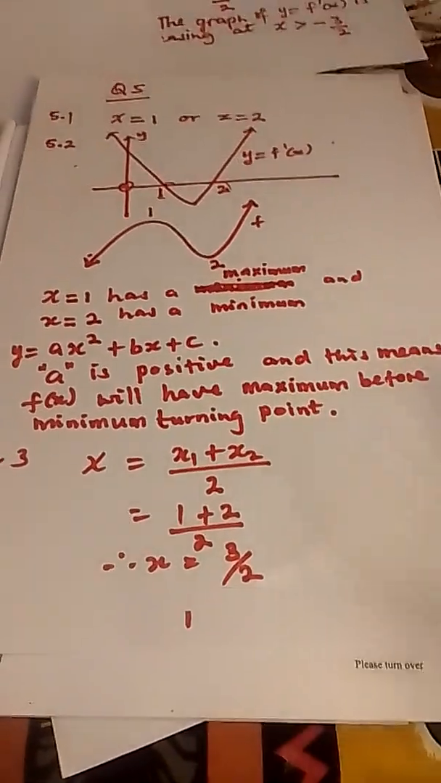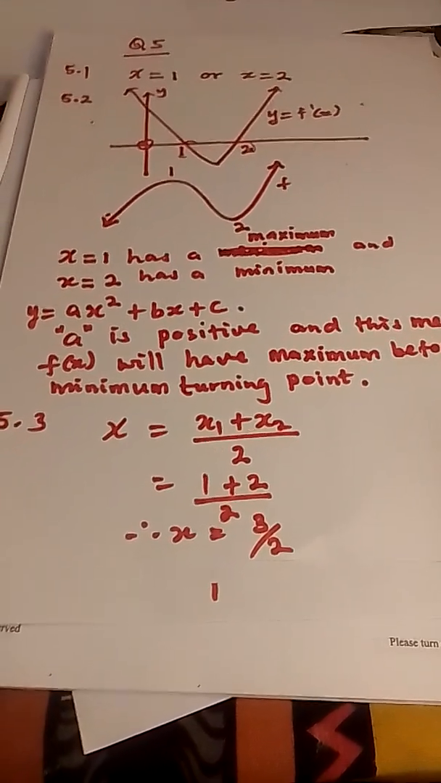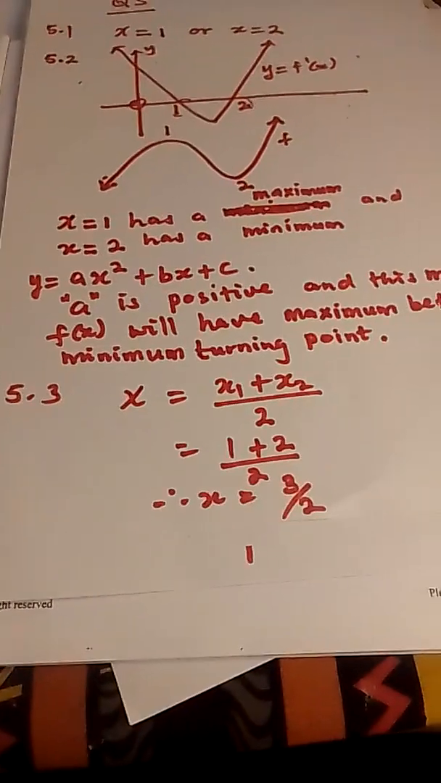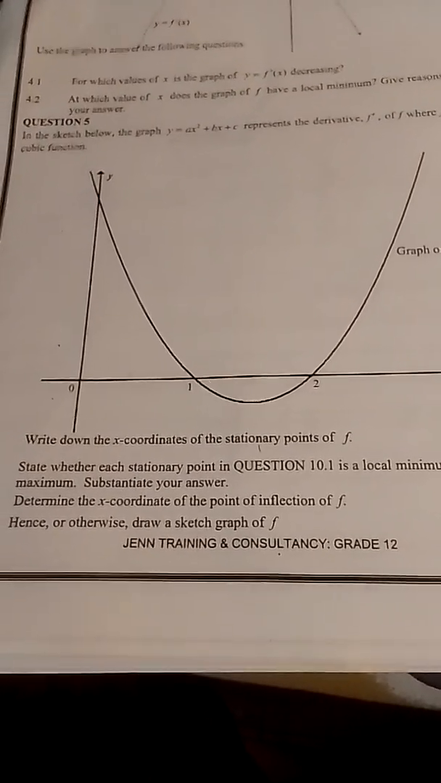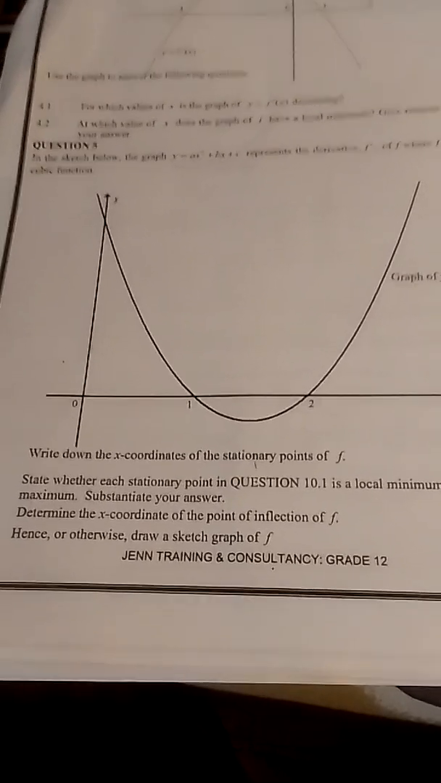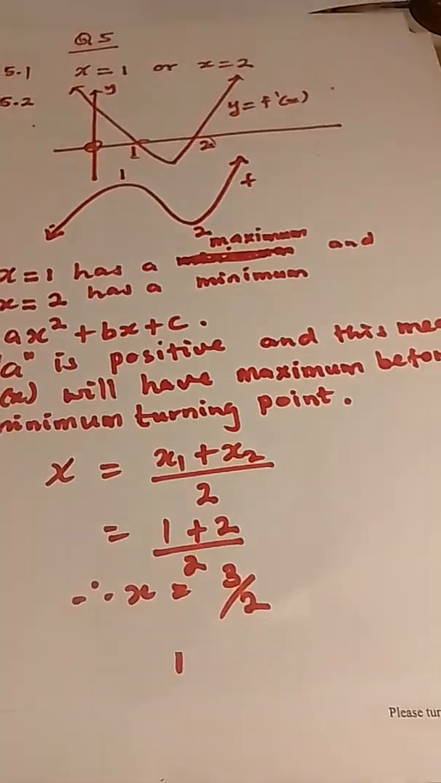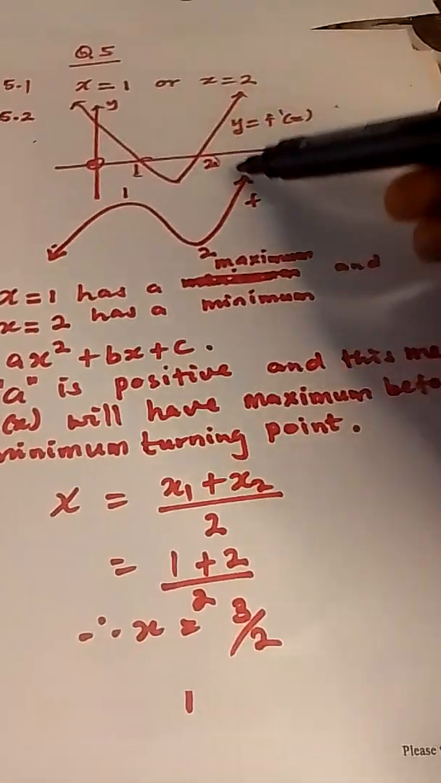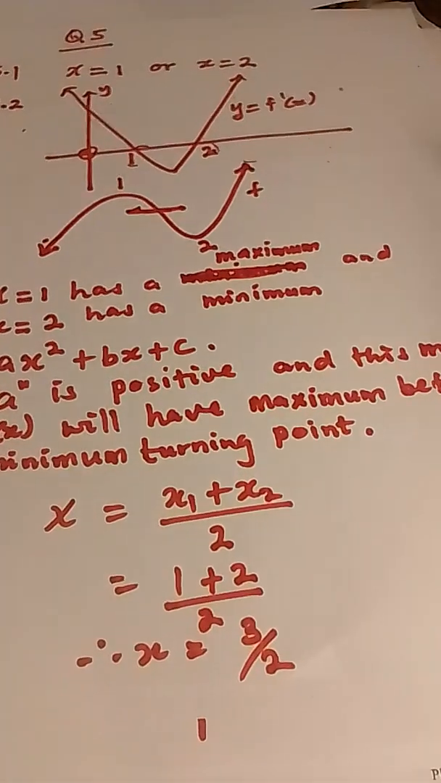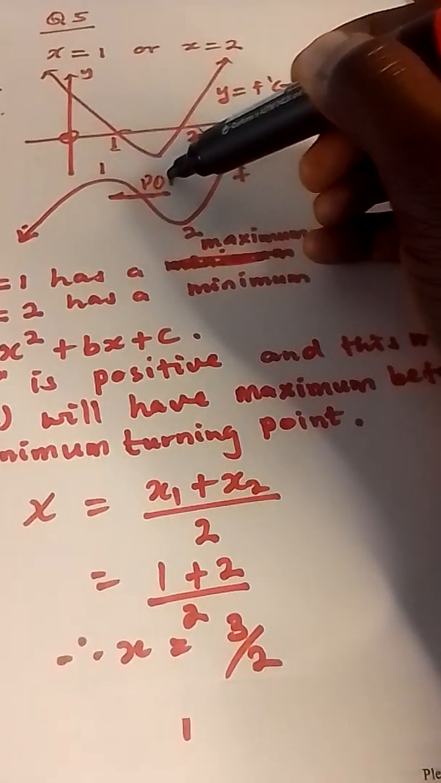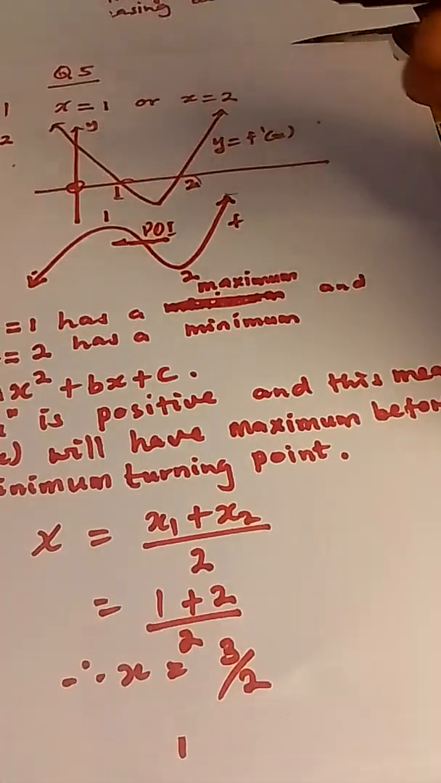You can also deduce and come up with your own explanation, but this is how I believe it should look like. Now, when I have 5.3, they are asking you to determine the x coordinate of the point of inflection of f. When we talk about point of inflection in a cubic function, we are looking at where concavity is changing shape. If I'm looking at this graph, I'm looking at where this graph is changing shape. It's halfway here, this point here. This is what we call point of inflection, POI. Inflection is changing way. So it's halfway between the shapes that you are seeing.